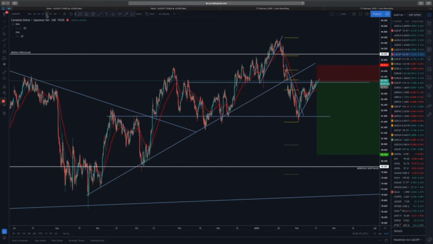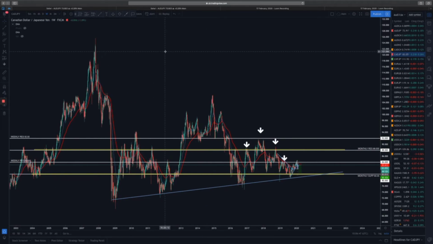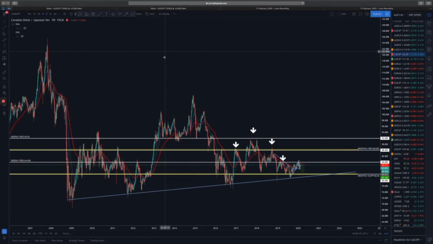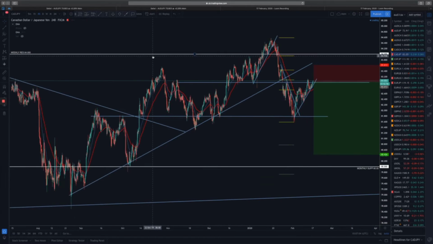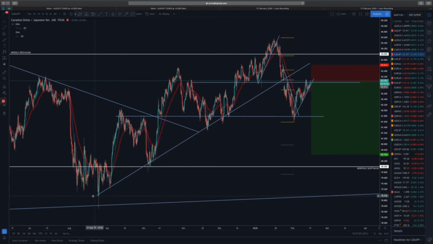CAD Yen, look on the weekly. You can see we've had a lot of downward pressure, and then we've got this upward sloping trend line here. So eventually I'm looking for price to come back to this area. Long term bearish on this, but when we look on the 4 hour, we can see broken the bigger structure of this upward sloping trend line. Price has rejected here.